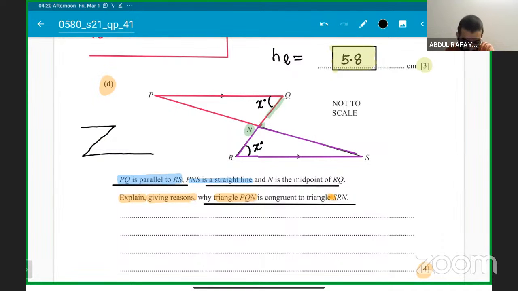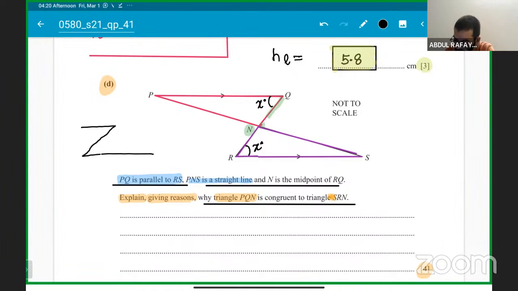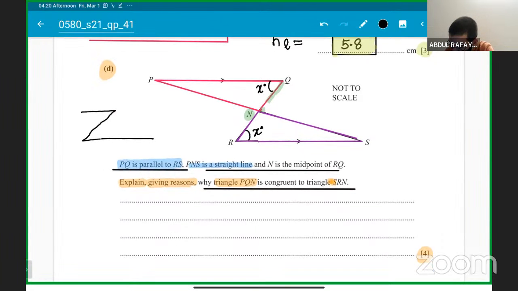Everyone following? Any question? Similarly, is everyone with me? Okay, any problem, any questions? Let me know. So follow carefully. What will be my measurement? I will say that QN is equal to QR because N is the midpoint.